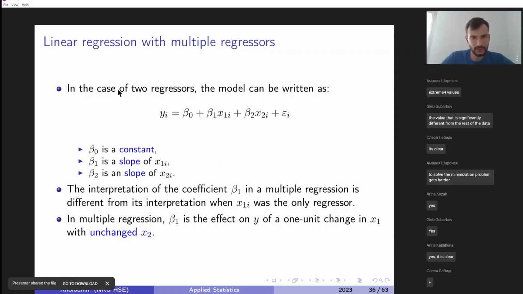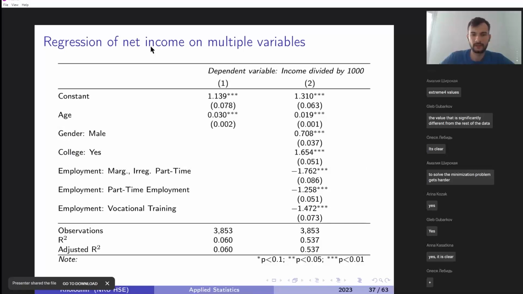Yes, then we have multiple regressors. So we have again a constant, and then, for example, two parameters which define the slope of dependence. And the coefficient exactly describes how your parameter 1 depends on y, while the second parameter is fixed. Yes, so that's what is written here. So then let's go next.